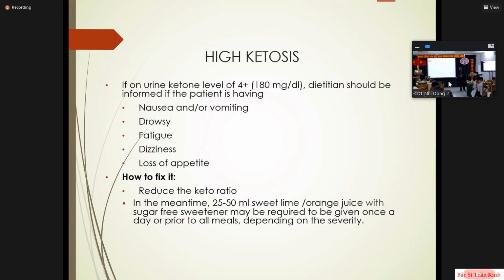Very simple. Orange juice. You give them 20, 30, 50 ml, depending upon the weight. Give them that much orange juice before every meal and tell the dietitian, drop the ratio. So if it was 2.5 and they're in high ketosis, drop it to 2.25. Within a few days, the whole thing will normalize. So not a very major problem. Give the sweet lime or the orange juice maybe 15, 20 minutes before the feed. And by the time they come to the feeding, the ketones would have dropped.